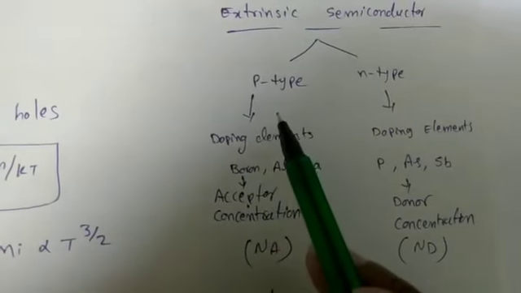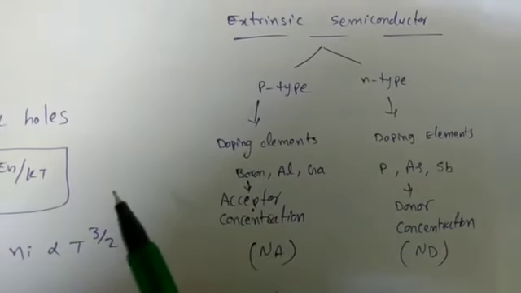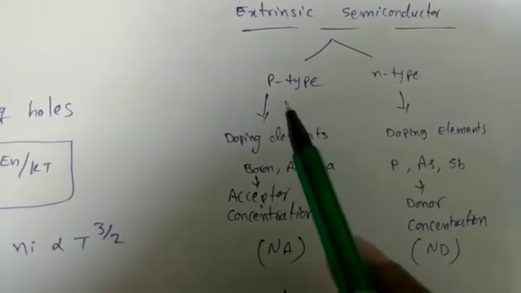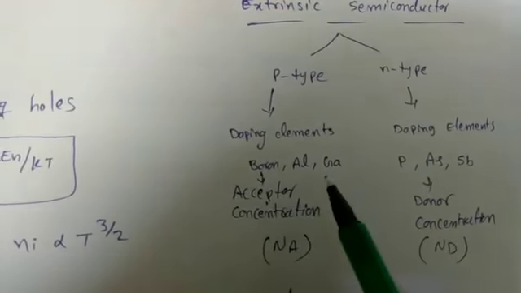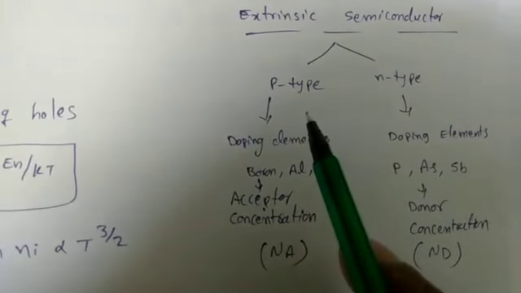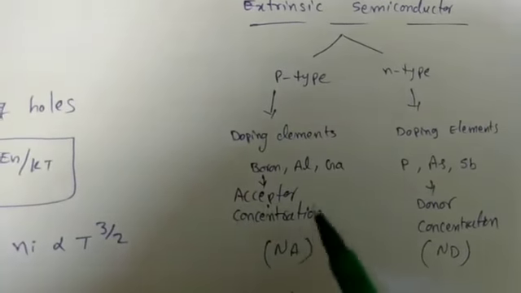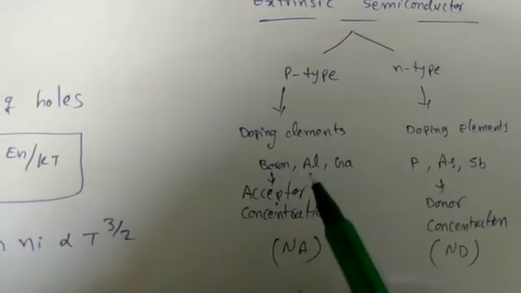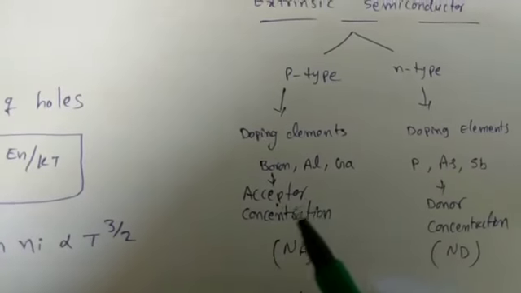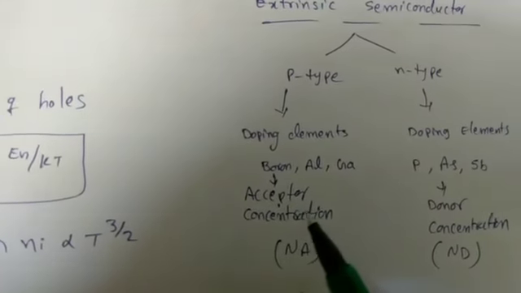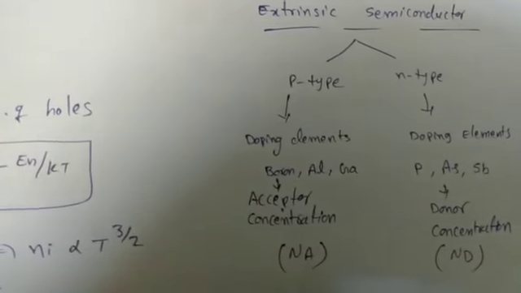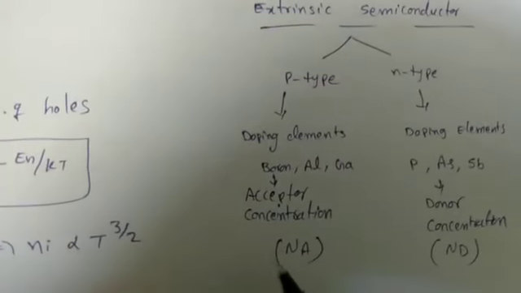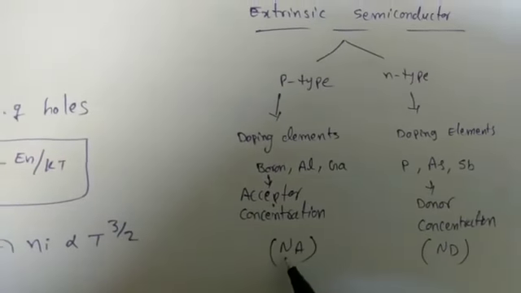In p type semiconductor, how to make p type is, for the intrinsic semiconductor we need to add some doping elements. When you add a third group element, that is boron, aluminum, gallium, it will become p type semiconductor. Generally it is called acceptor concentration. That means it will accept some electrons because it will provide some holes. We could go deeper, but my intention for this video is just a recap: what are the formulas, what is the simple theory, that's it. So it is called Na, acceptor concentration.